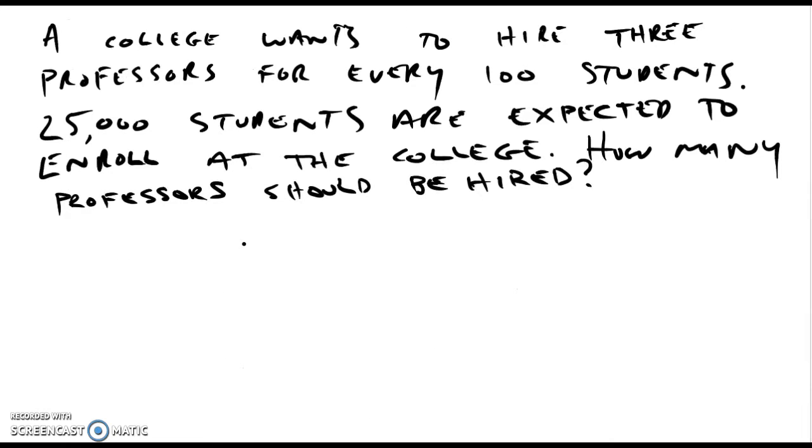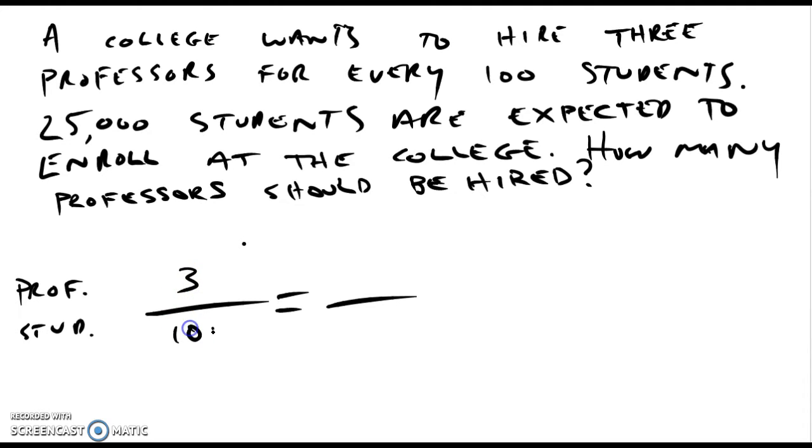And our third problem, this is another proportions problem. I'm going to do the 2 lines, separated by an equal sign. A college wants to hire 3 professors for every 100 students. So let's put professors on the top and students on the bottom. Again, it doesn't matter which is on the top or bottom, you're going to get the same answer as long as you keep your same units on the same level. A college wants to hire 3 professors for every 100 students. 25,000 students are expected to enroll at the college.